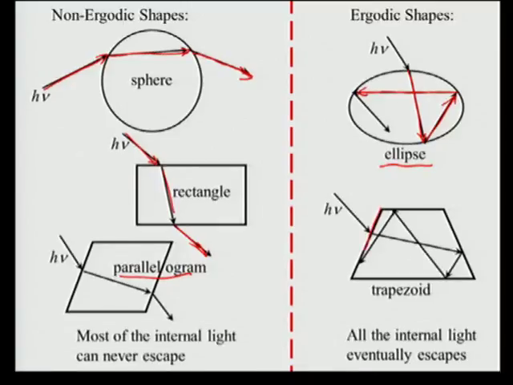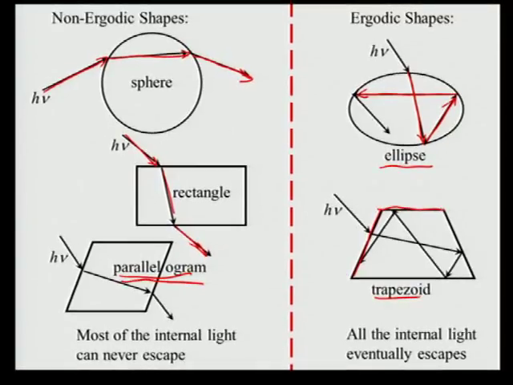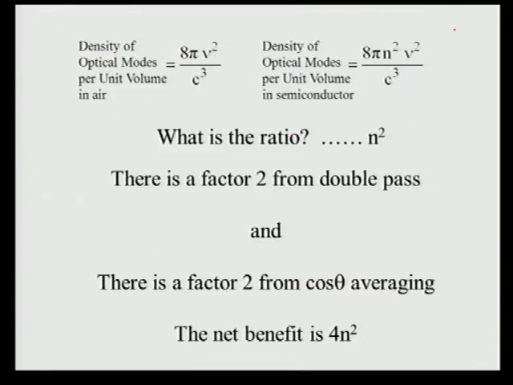Likewise, the trapezoid is good. So parallelogram is bad. Trapezoid is good. So it gives you some idea of what's going on. So the shapes you learned about in kindergarten are actually very, very important for solar cells. And we want to make our solar cells with some odd shape, not some plain parallel shape.